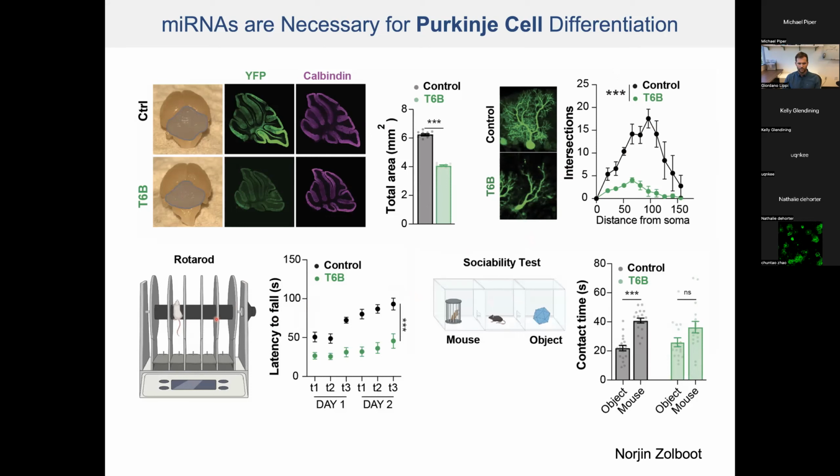So for example, Purkinje cells are very important for motor coordination. So if you do the rotarod test, you can see in black, that's what animals normally learn how to do pretty quickly. And this is almost completely ablated if you block microRNAs. And recently, Purkinje cells have been linked also to sociability, and in particular to the ability of a mouse to prefer interacting with another mouse instead of a new object. And that preference is definitely diminished when we block microRNAs in Purkinje cells.